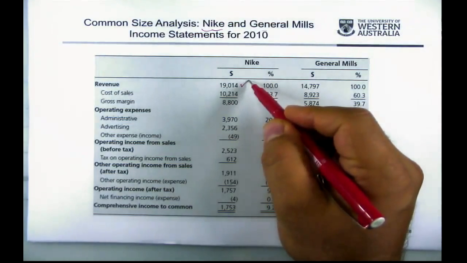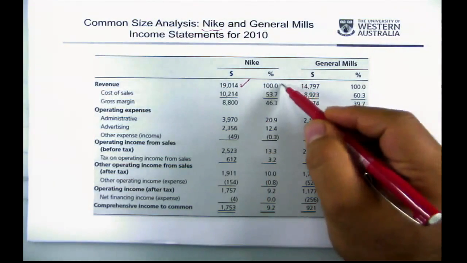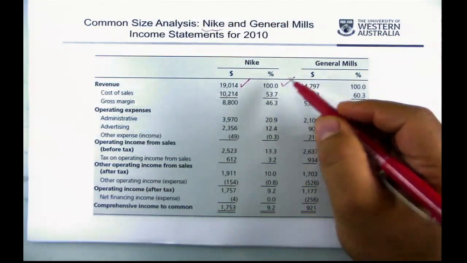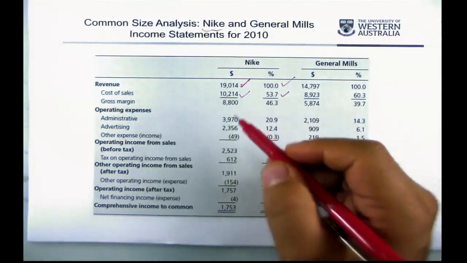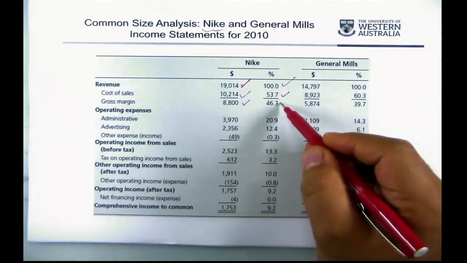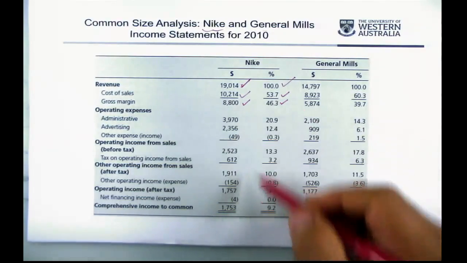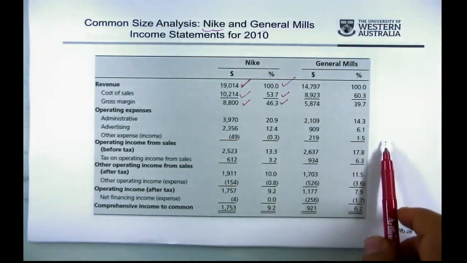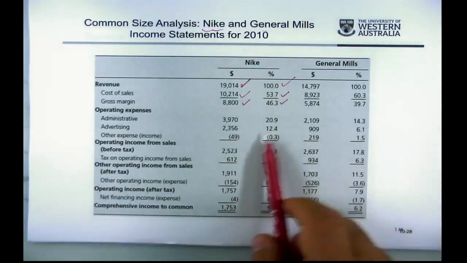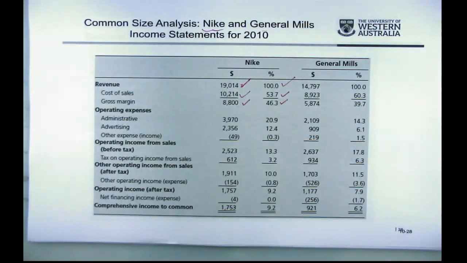So revenues is divided by itself, that is 100%. Cost of sales is divided by revenues, that is 53.7%. Gross profit is divided by revenues, that is 46.3%, and so on and so forth. Every item is divided by revenues, and we do the same for General Mills, and then we compare the ratios or the percentages to see where each firm is outperforming the other or underperforming relative to the other.